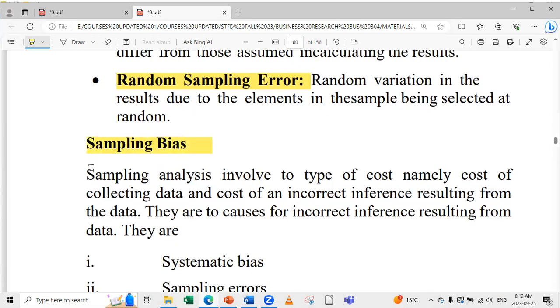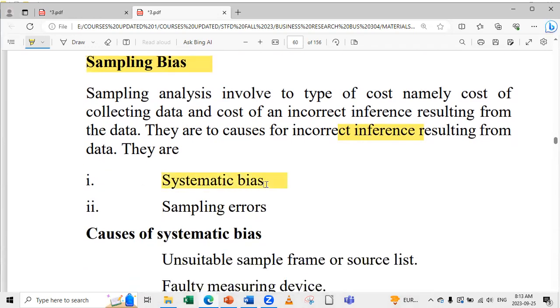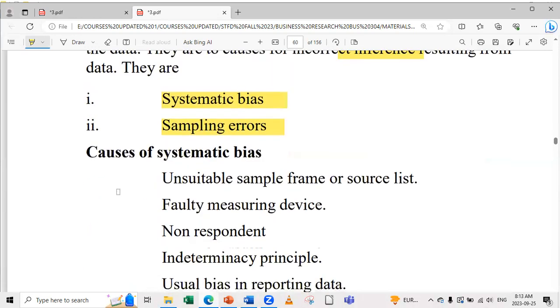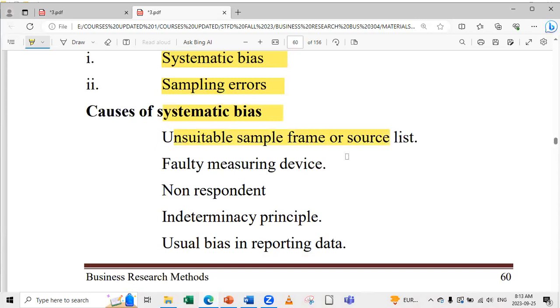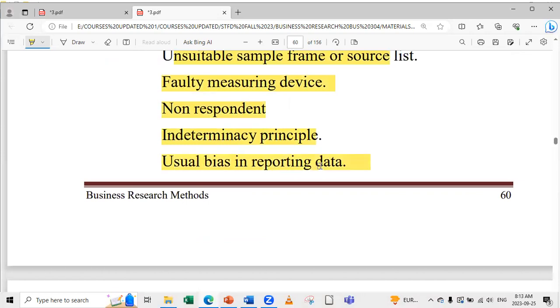Sampling bias. How can I get the sampling bias? Sampling analysis involves a type of cost, namely the cost of collecting data and the cost of incorrect inferences resulting from the data. Causes of incorrect inferences resulting from the data are systematic bias and sampling errors. The causes of systematic bias are an unsuitable sample frame, faulty measuring devices, non-respondents, where some people sometimes don't respond, and usual biases in reporting data.